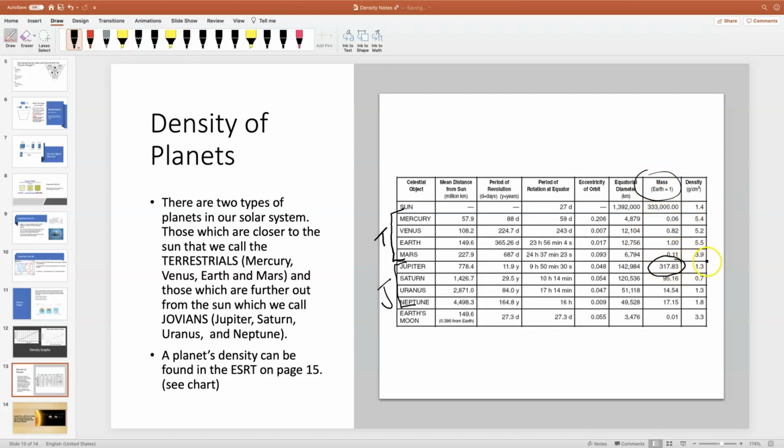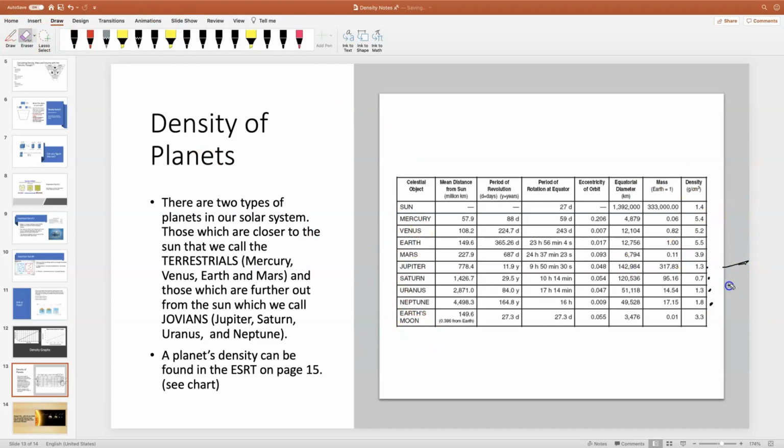The one thing that they are opposite in, though, is their densities. If you look at the densities of these Jovian planets, again, J for Jovian, you see that their numbers are much, much, much lower. Whereas the terrestrials, which are made up of rock, these are much, much, much higher. So density is high here, density is low here. So a planet's density, of course, can be found on the Earth Science reference tables.